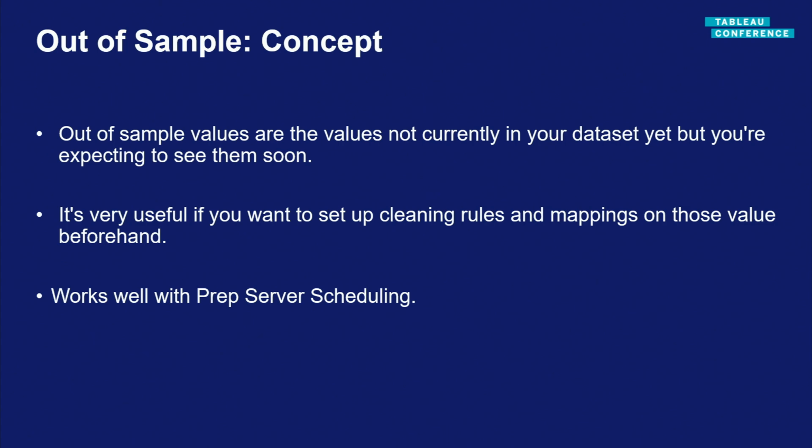Outofsample values are the values that are currently not in your data set, but you're expecting to see them soon. It's very useful if you want to set up cleaning rules and mapping on those values beforehand. It works very well with Prep Server scheduling. All right, let's understand this better with our demo too.